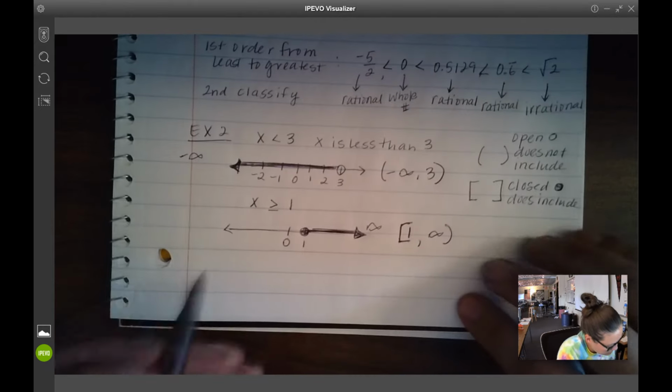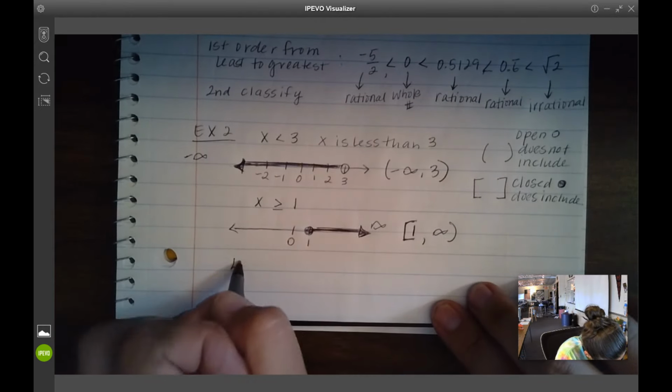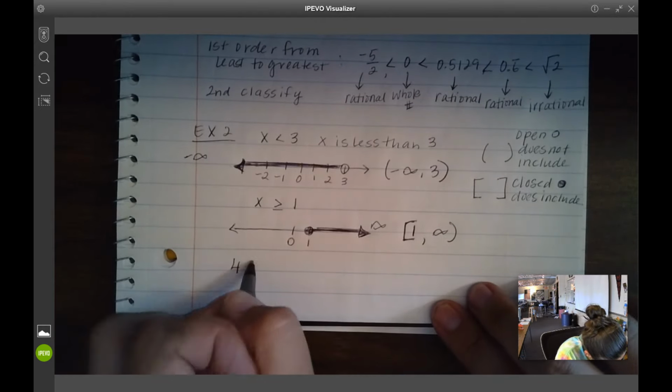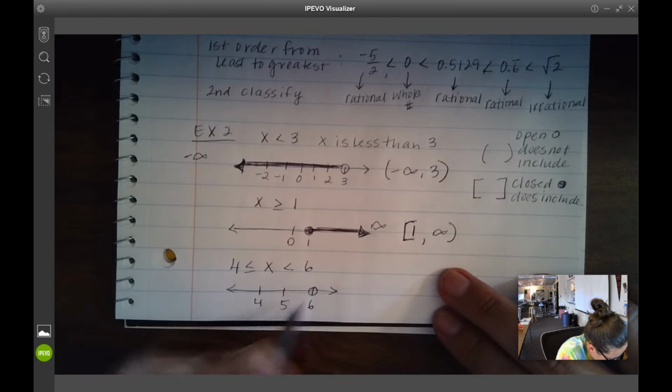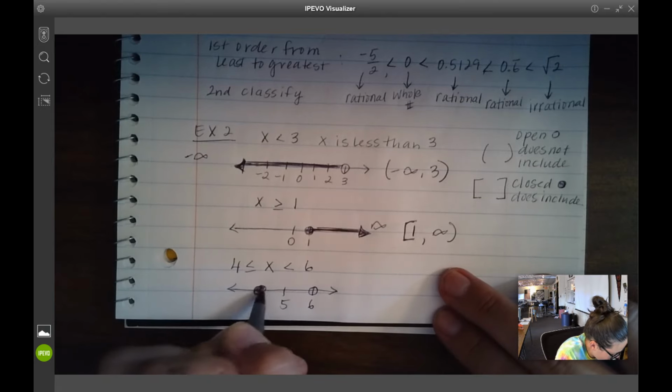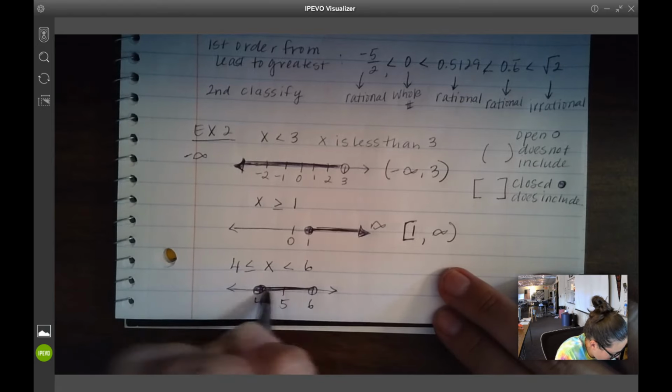Let's try another example. Let's say I have 4 is less than or equal to x is less than or equal to 6. That means x is between 4 and 6. If I were to graph that on a number line, here's 4, 5, 6. I would have an open circle at 6, a closed circle at 4, and I would shade between. If we write that in interval notation, I'm including 4, but not including 6.